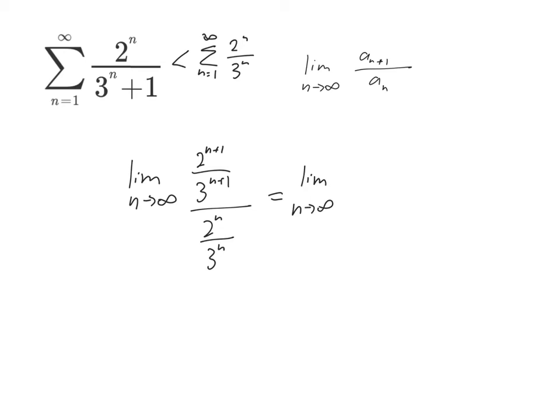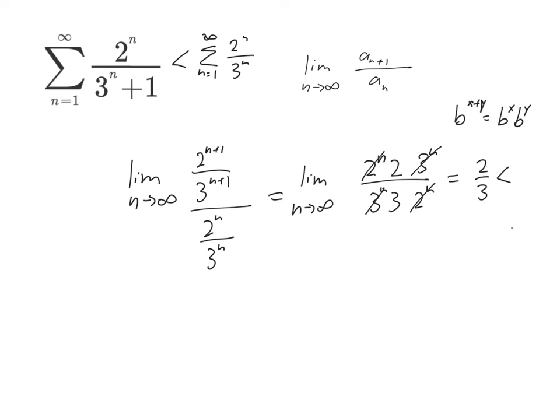Now I'm going to rewrite this right here, and I'm going to use an exponential rule. So we know that b to the x plus y is the same thing as b to the x times b to the y. So this is going to be 2 to the n times 2 to the 1 over 3 to the n times 3 to the 1. And we're going to flip and multiply this piece right here up to the top, which will give me 3 to the n on top, 2 to the n on the bottom. This goes away with this, goes away with this. And the limit of this is actually going to be 2/3.